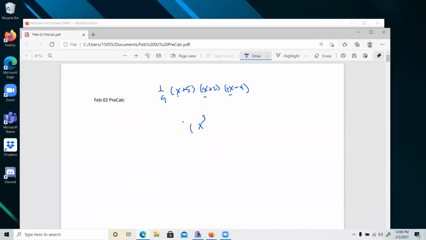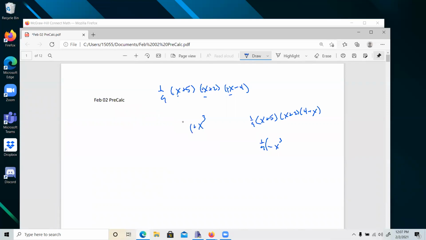If it wasn't the case, what if we had x plus 5, x plus 2, and instead of x minus 4, what if we have 4 minus x? Well, here the coefficient at the beginning is negative, so we'd end up with a negative x cubed at the front. There'd still be that 1/9 out there, but that would turn into a negative. Because these are all just 1, we're going to end up with a positive x cubed.